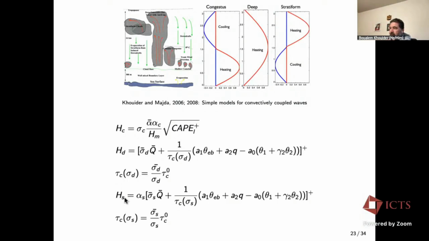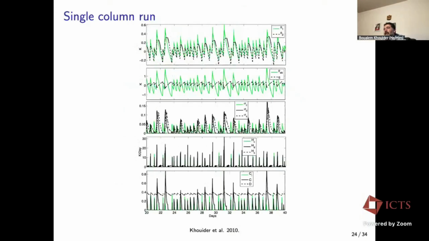And then we have the stratiform that obeys another equation, which is roughly just a fraction of the deep convection, but also has to obey that it's proportional to the fraction of stratiform. And we run that model. This is just simulations where there is no horizontal dependency, where all the horizontal derivatives are set to 0.